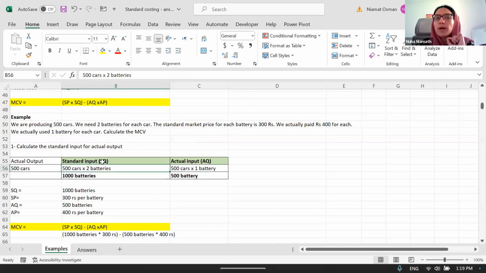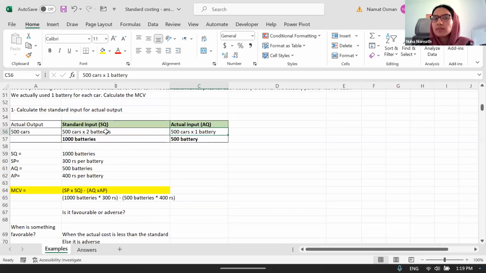Question is, given two batteries, right? So for 500 cars, how many batteries would I need? 500 cars into two batteries, because each car needs two batteries. So the total standard input will be 1000 batteries. And in case of actual input, we use only one battery. So 500 cars into one battery, which becomes 500 batteries.